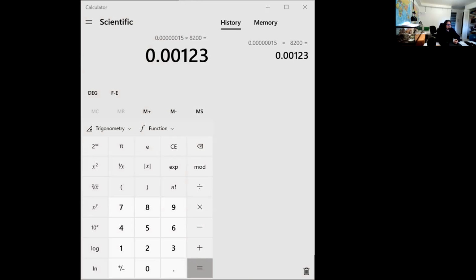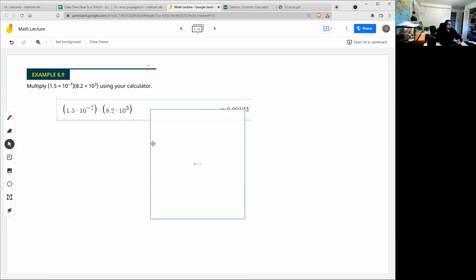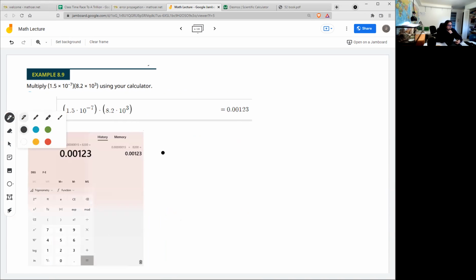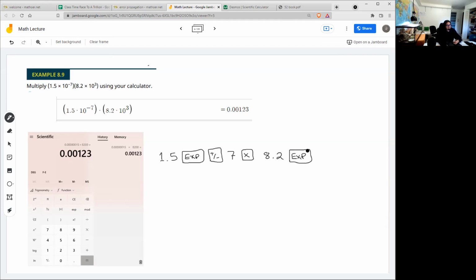Okay, back to sharing the Jamboard, and I will paste that. So to write it down again, I had to do 1.5, and I did my EXP button, then I did my plus minus button, then I did 7, and then I did multiply. To 8.2. And then I did my EXP button. And then I did 3, and then I did equal. So hopefully one of these two is enough for whatever your calculator works in.